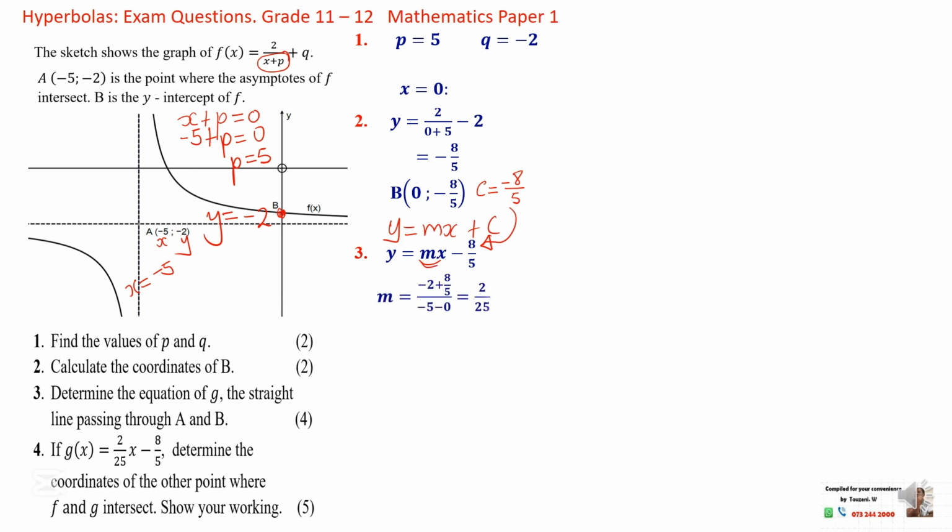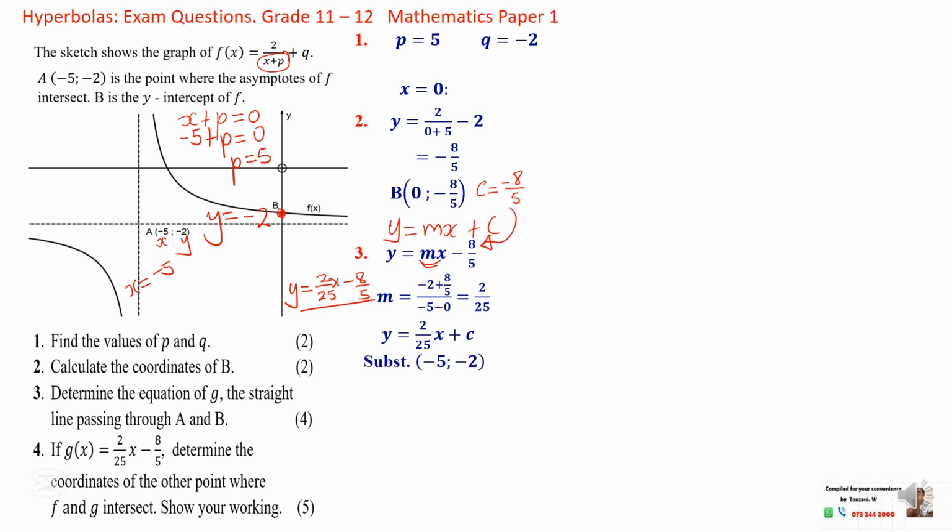The gradient is calculated using the gradient formula. Once we find the gradient of our line, we can safely conclude that the equation of the line is y is equal to 2 divided by 25 x plus c, which is minus 8 divided by 5. This is the equation of the graph of g. In the event that the y-intercept is not given and we are not able to read it from the equation or from the graph, then we can calculate it in the following way.